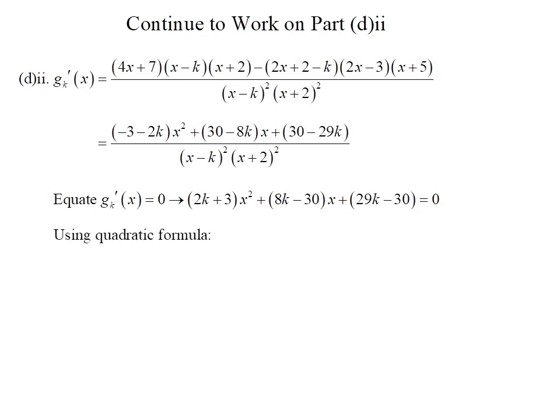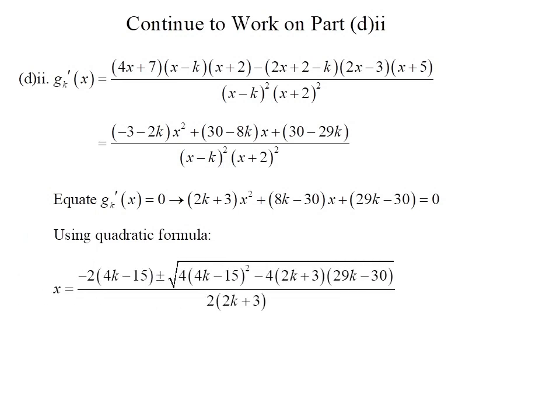The roots of the quadratic equation can be expressed using the quadratic formula. After being simplified, x equals 15 minus 4k plus or minus the square root of negative 42k squared minus 147k plus 315, over 2k plus 3.